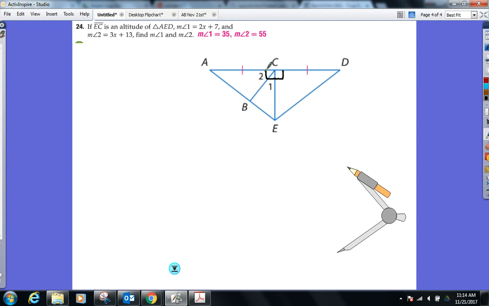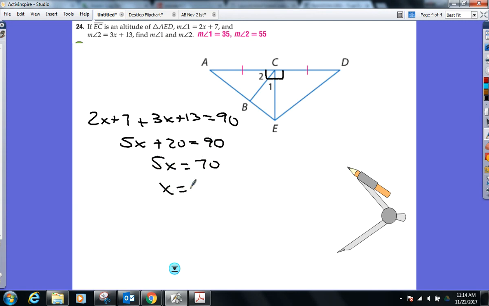Boom. Good so far, Rachel? That's an altitude, so I know it forms a right angle. Angle 1 is 2x plus 7, and angle 2 is 3x plus 13. What do I know about angles 1 and 2? They add up to 90 because that's an altitude. So 2x plus 7 plus 3x plus 13 adds up to that right angle, 90. Then I solve for x, and I think I should get 5x plus 20 equals 90. 5x equals 70, so x is 14. Then take that 14 and plug it in for angles 1 and 2. You okay knowing what an altitude is there?